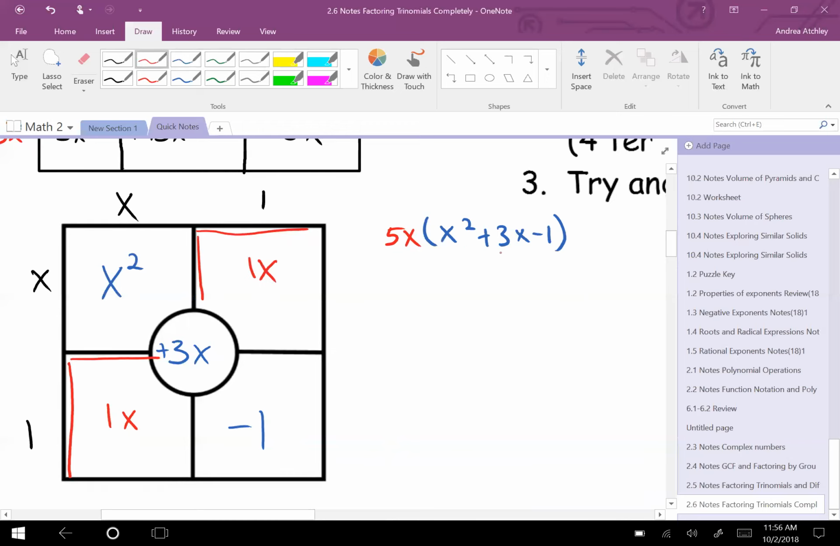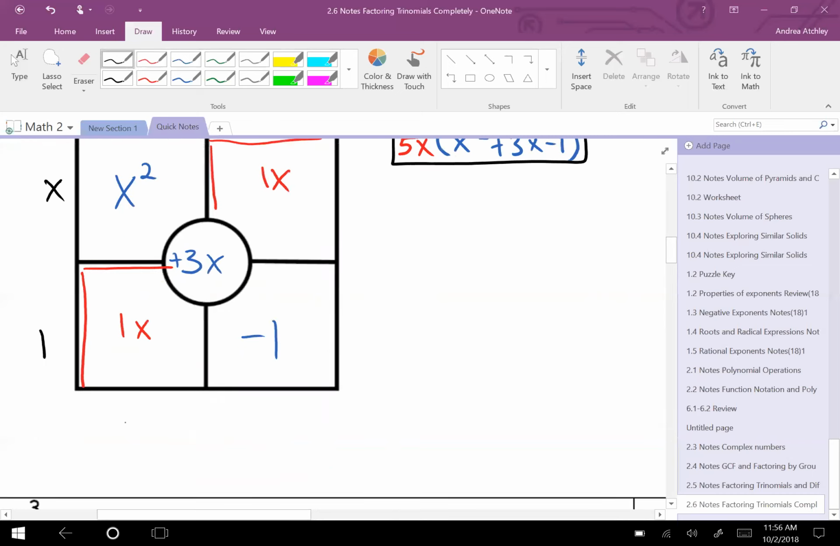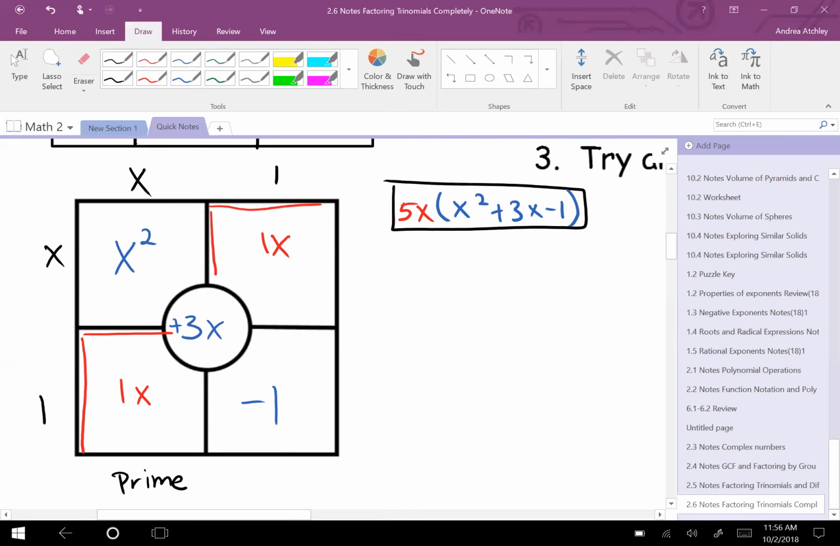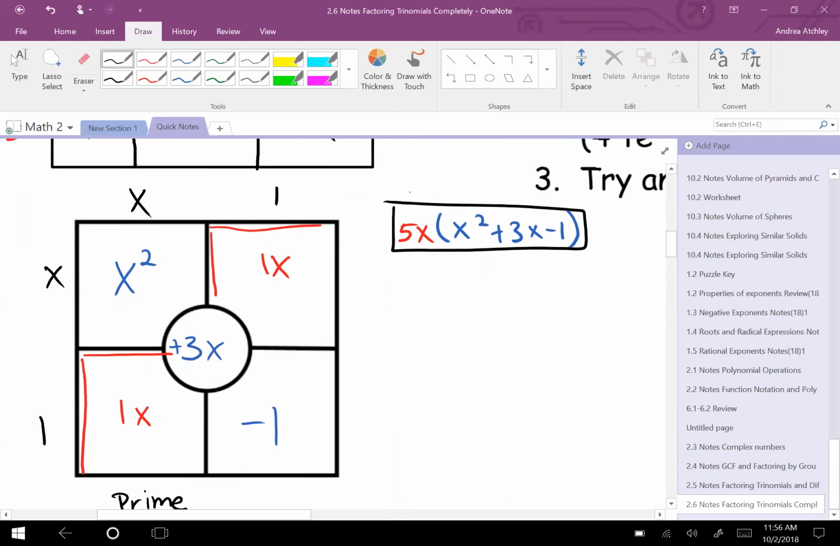Okay, so the x squared plus 3x minus 1 is prime. That means I can't factor it any further. So this is my answer. This trinomial was prime. It doesn't have any other factors other than 1 and itself. So this is as far as I can factor it. Any questions over that? Okay, let's do the next one.